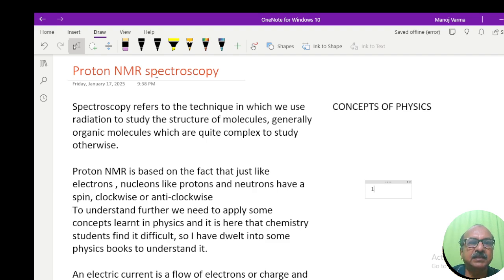Because to understand NMR spectroscopy, you do require some basic concepts of physics. And because many students have not taken up physics along with their chemistry, they find it hard to comprehend the principle behind the working of the NMR spectrometer. So I decided to go into some basic concepts of physics, taking certain pages from the grade 10 physics to make you understand some basic idea about magnetism.